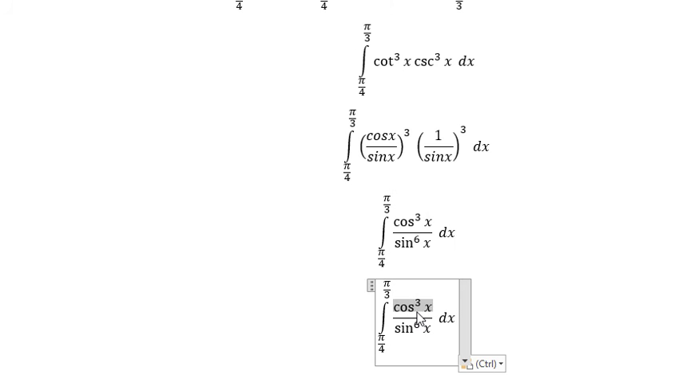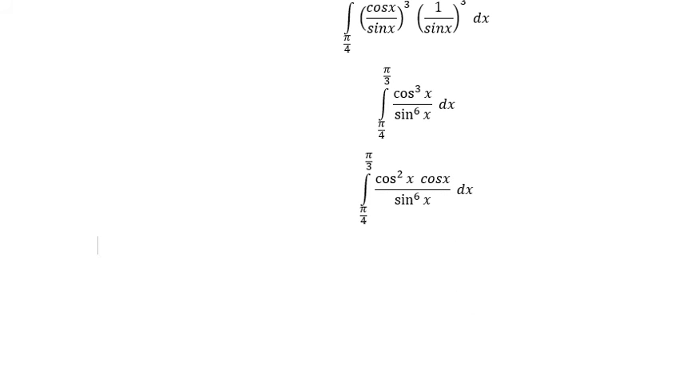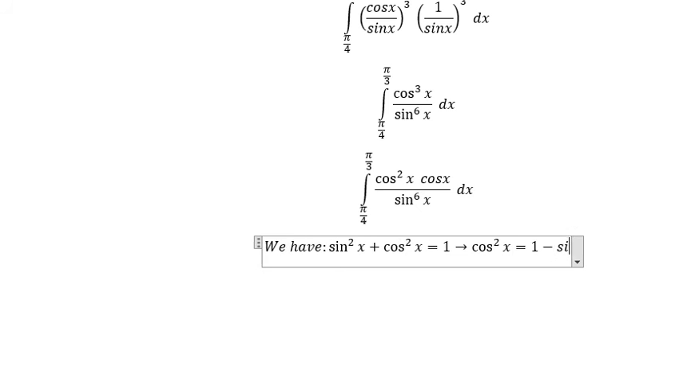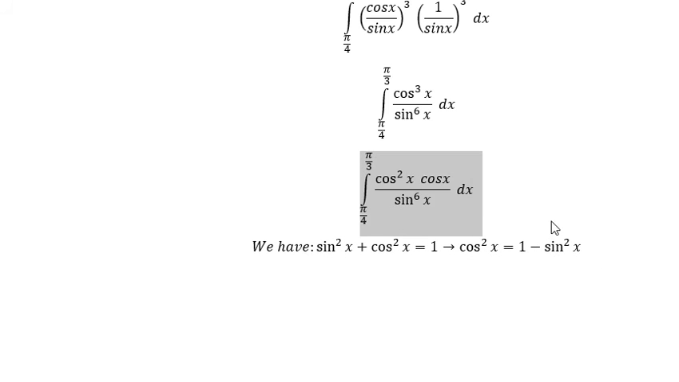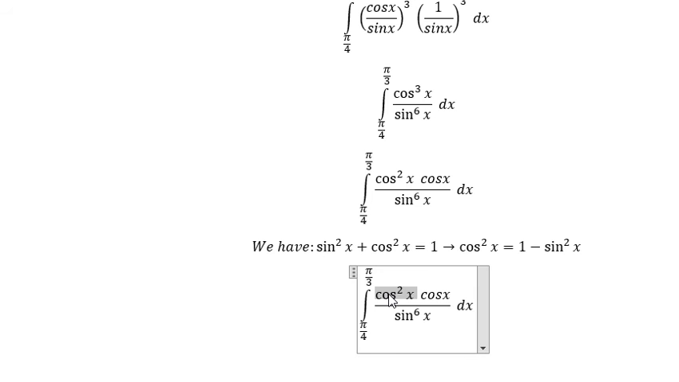About this one, we can put it into cosine squared s multiplied by cosine s. So we have the formula in here: sine squared s plus cosine squared s equals 1. Because we have cosine squared s, I will move this one to the right. And we have 1 minus sine squared s. And I will change this one to this one.